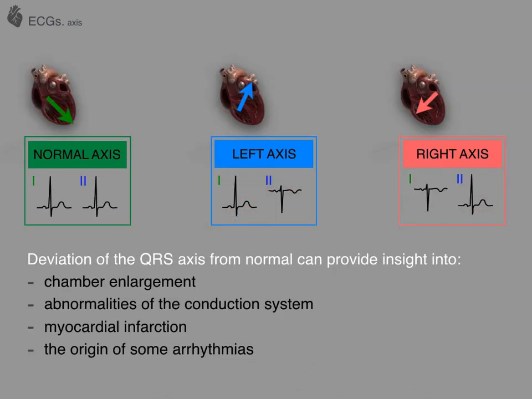So why do we care? Deviation of the QRS axis from the normal can give us some insight into pathologies such as chamber enlargements, abnormalities within the conduction system of the heart, sometimes myocardial infarction, and sometimes we can work out the origin of some arrhythmias.